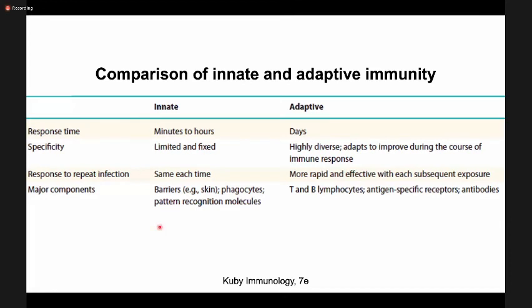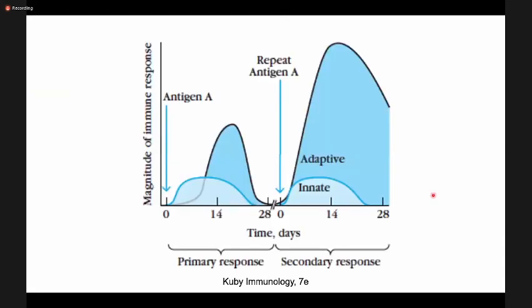The major components for innate immune response include things like your physical barriers, chemical barriers, and in terms of cells, it's your phagocytes with their pattern recognition receptors. For the adaptive immune response, the components are the T and B lymphocytes with their antigen-specific receptors. So that's the T cell receptor and the B cell receptor, and the antibodies that are secreted by the B cells.